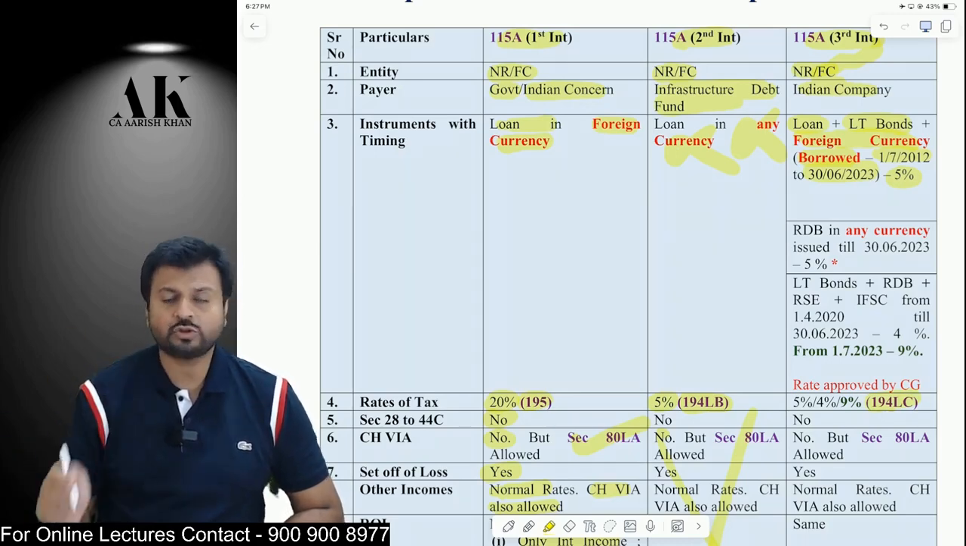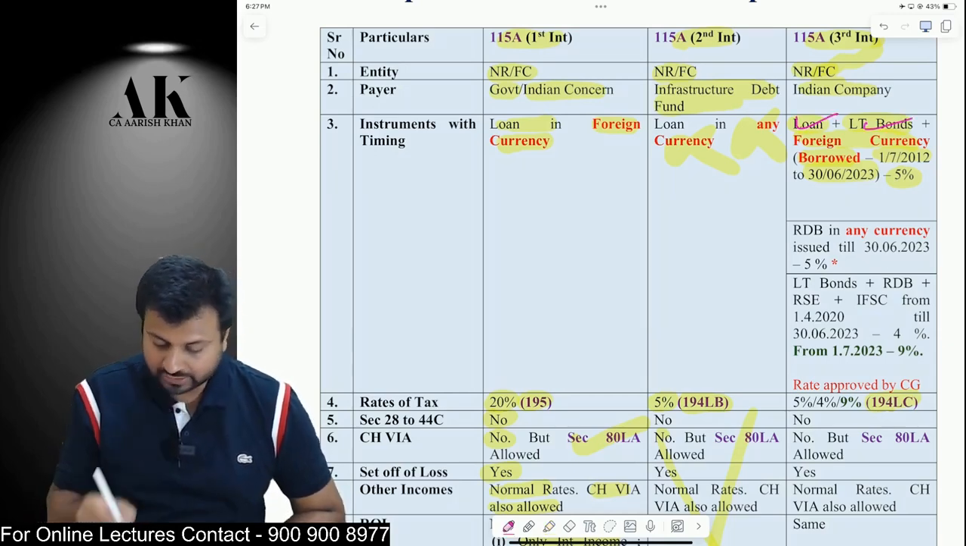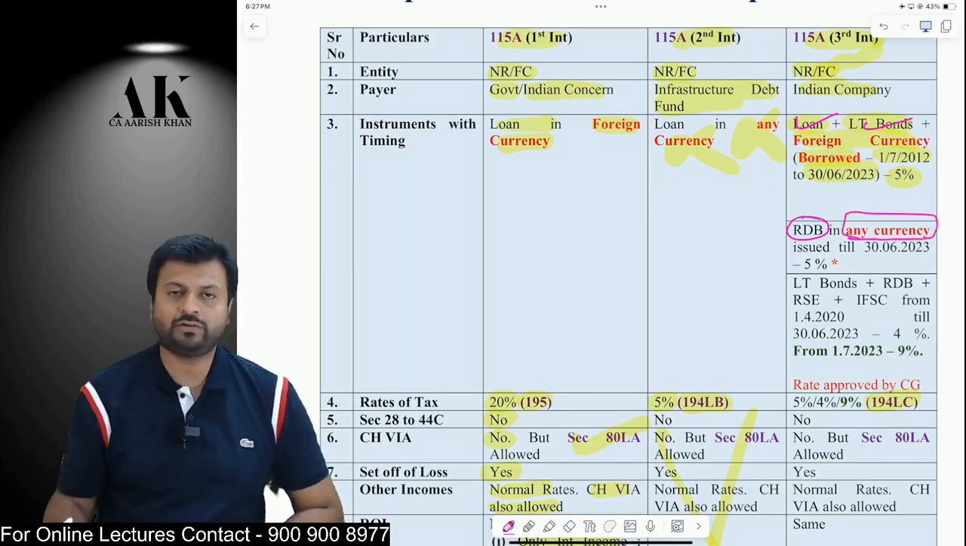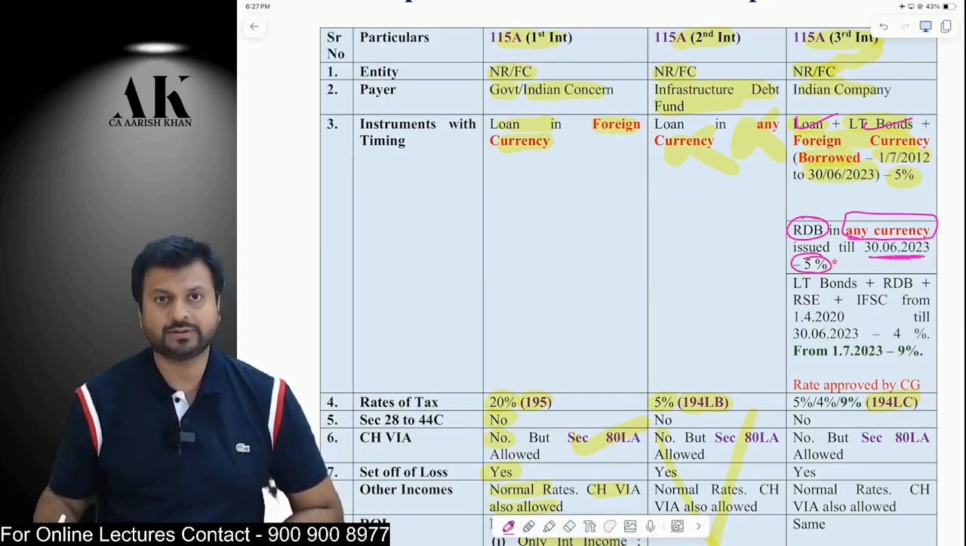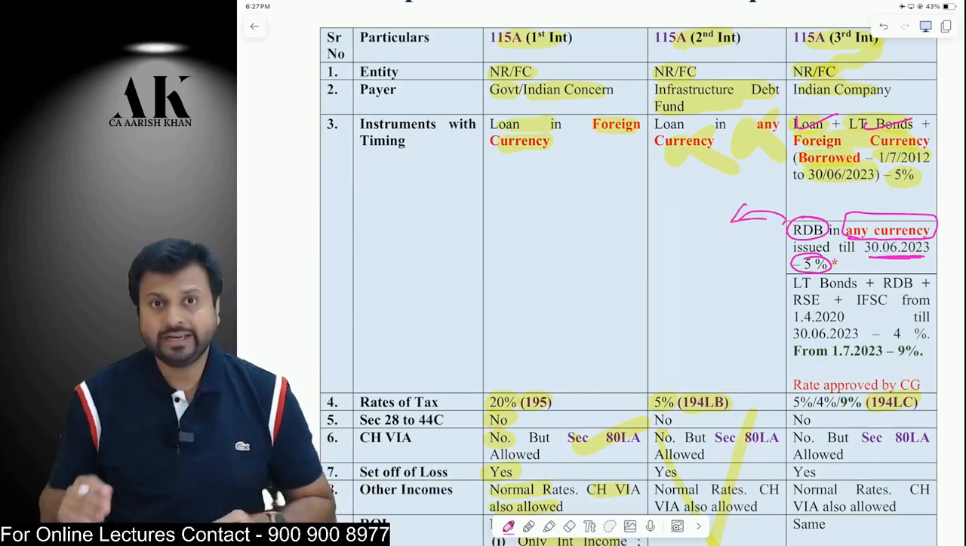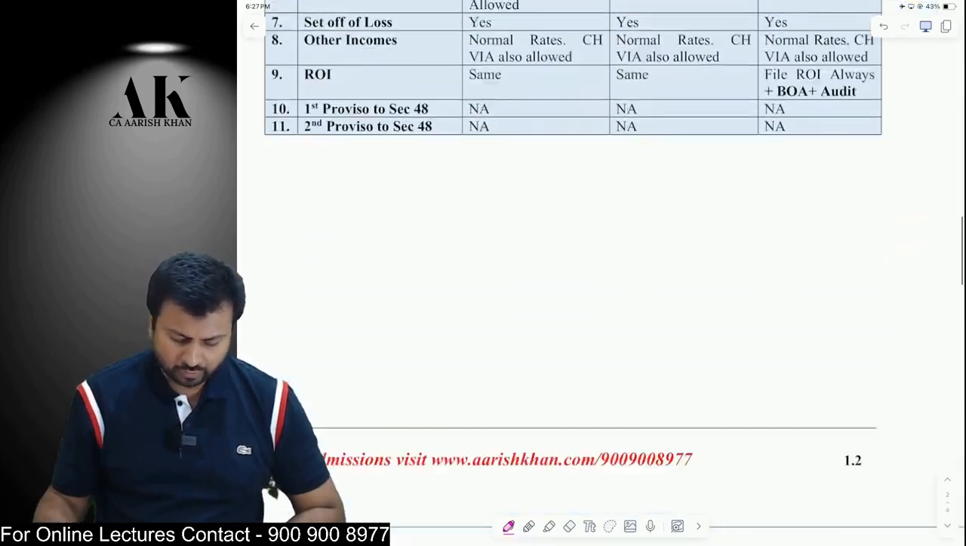Now, there is one more instrument which is over here. Apart from loans and long-term bonds, there are rupee denominated bonds which are covered over here, and that can be in any currency, need not be in foreign currency. It can be foreign currency, it can be Indian currency, and that should also be issued till 30th June. Here the tax rate is 5%. Now here there is a catch. In case of some rupee denominated bonds, interest is exempt. Which are those lucky rupee denominated bonds?